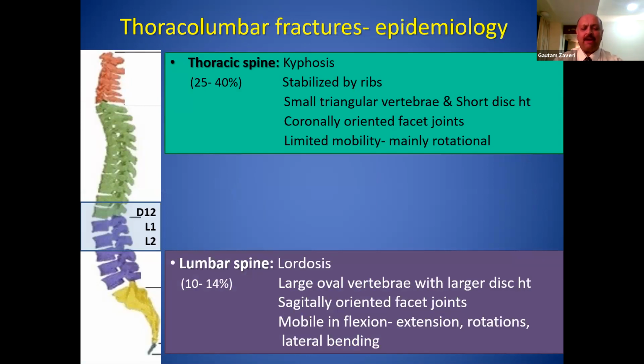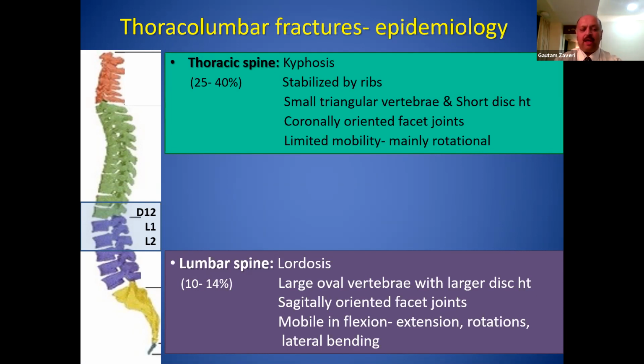Why thoracolumbar fractures? The thoracolumbar region is the region between the thoracic spine and the lumbar spine and is said to consist of the D12, L1 and L2 vertebra. The thoracic spine is a kyphotic area. It is stabilized by ribs. It has small triangular vertebrae with short disc heights. The facet joints are oriented in the coronal plane, and the mobility in the thoracic spine is primarily rotational.